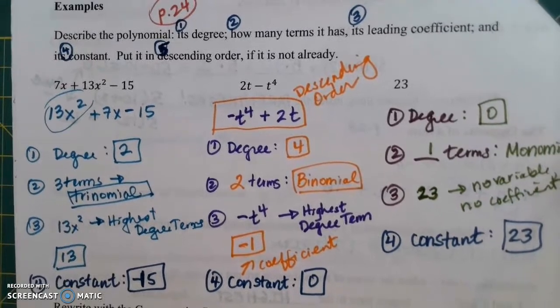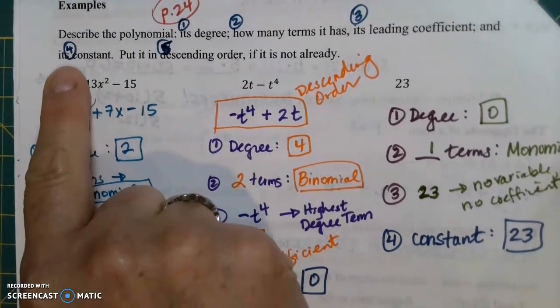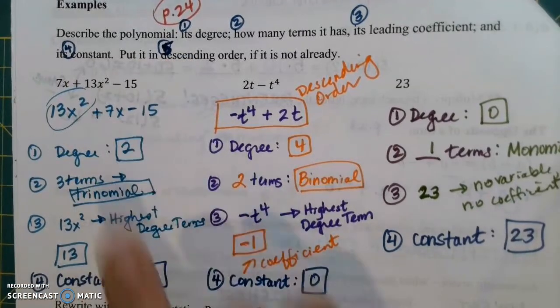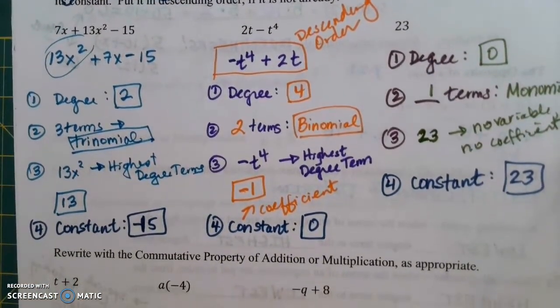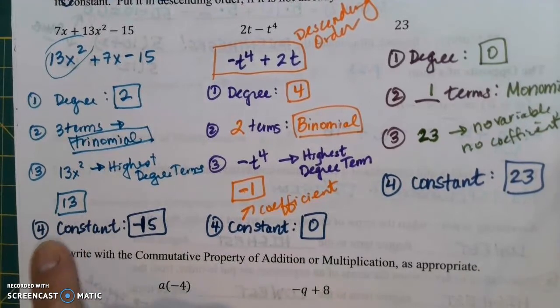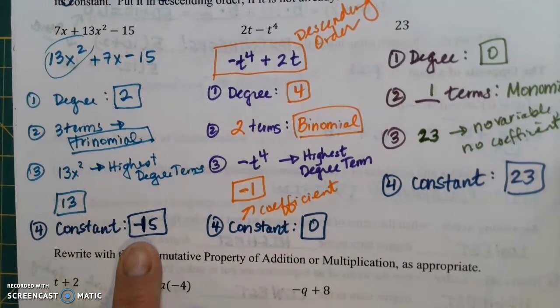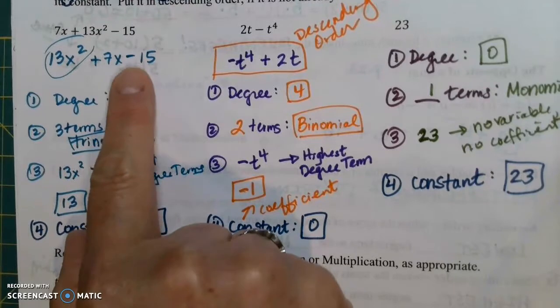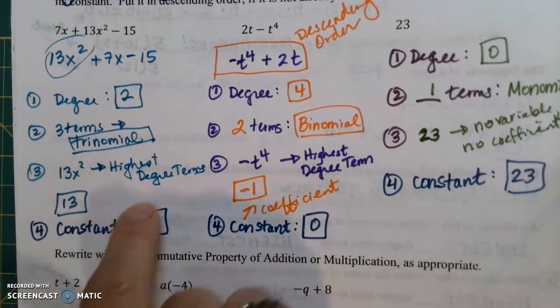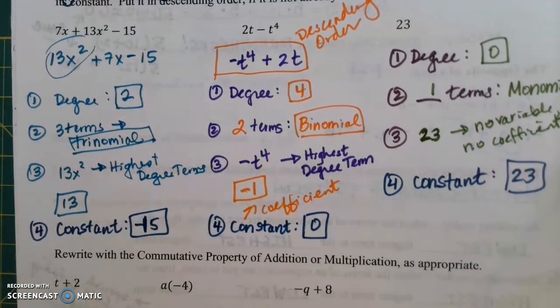All right, so I realized when I was pausing here that I had forgotten the constant part. So notice that I changed that to number 4, and then descending order is 5. So back to the first example that we had looked at, the constant there, remember, will be negative 15, because the 15 is subtracted, which really means we're adding a negative 15. So negative 15 is our constant there.